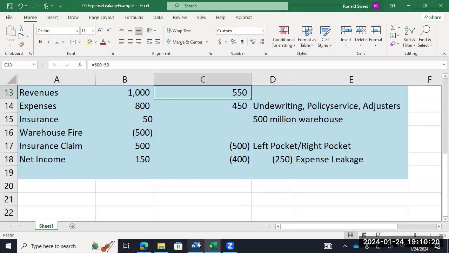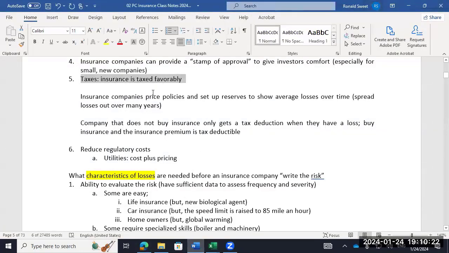All right. So it's a little hard to explain. It's a little bit of a timing issue. But insurance companies get to set up reserves, which means they get the tax deduction even before they pay the claim, even before they know of the claim. There's something called incurred but not reported. They get to set up reserves even though they haven't had a loss reported to them. So they get to take that tax deduction much, much earlier. The company only gets the tax deduction when the loss happens.